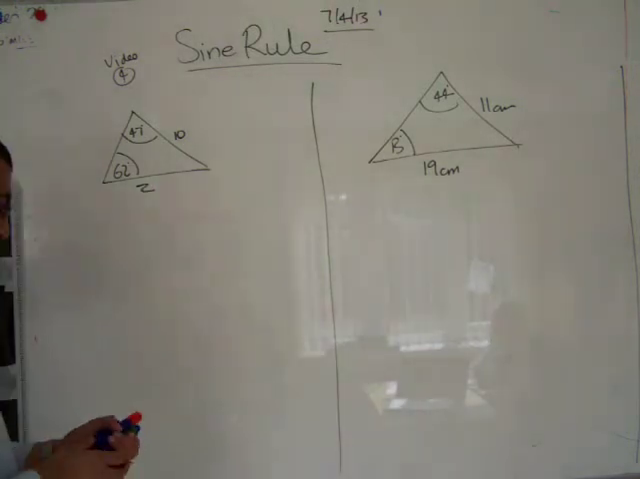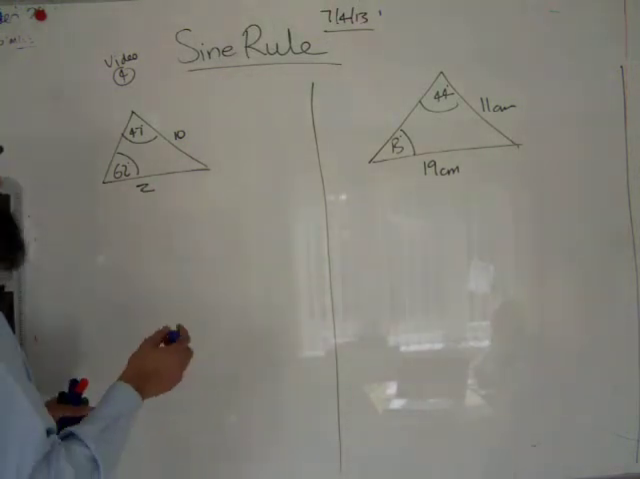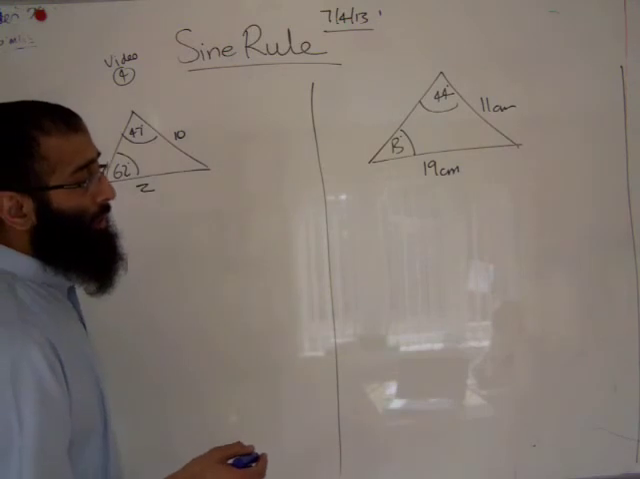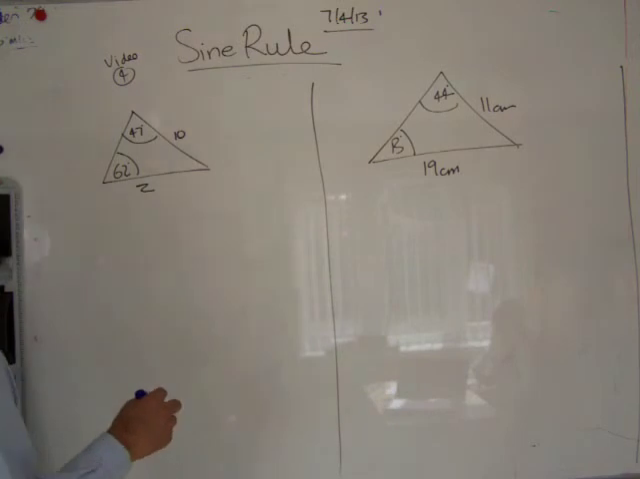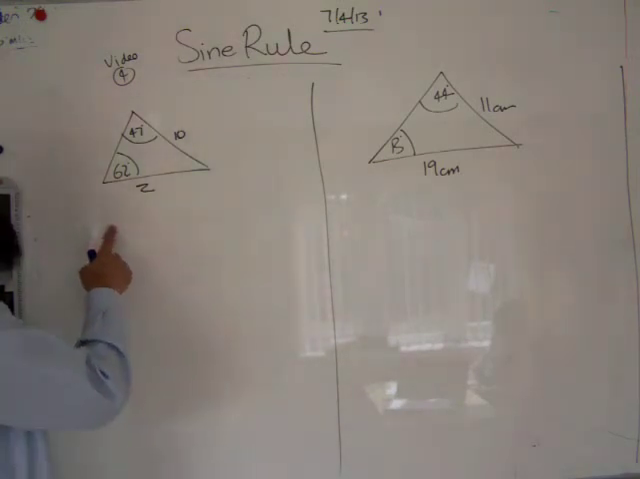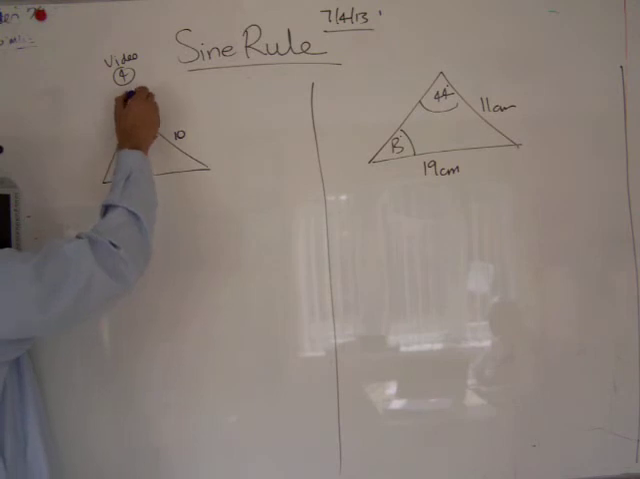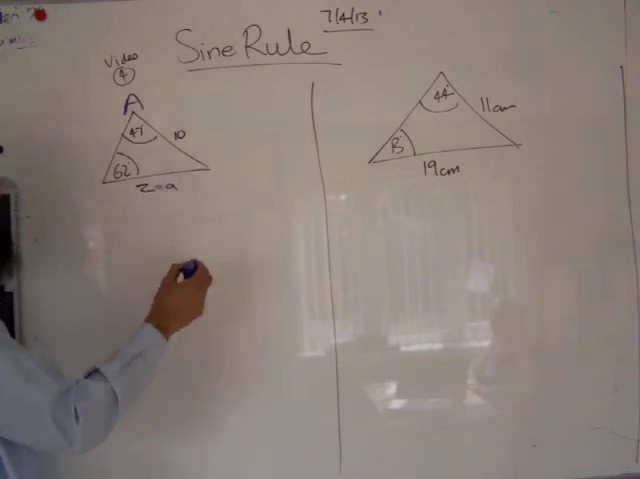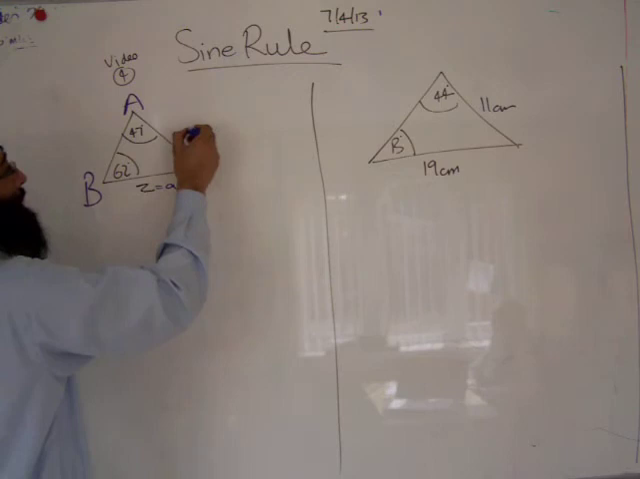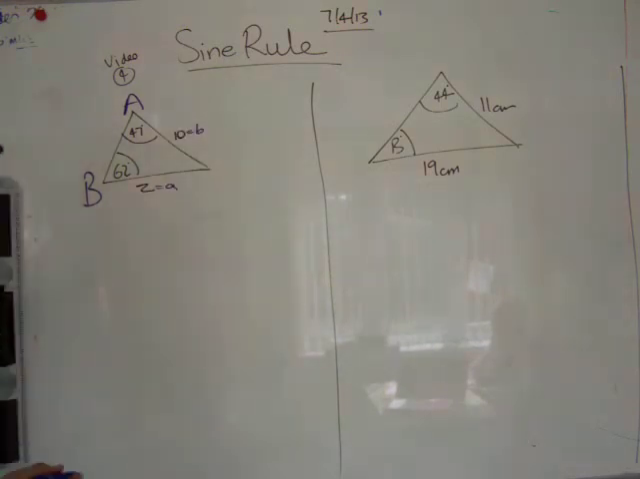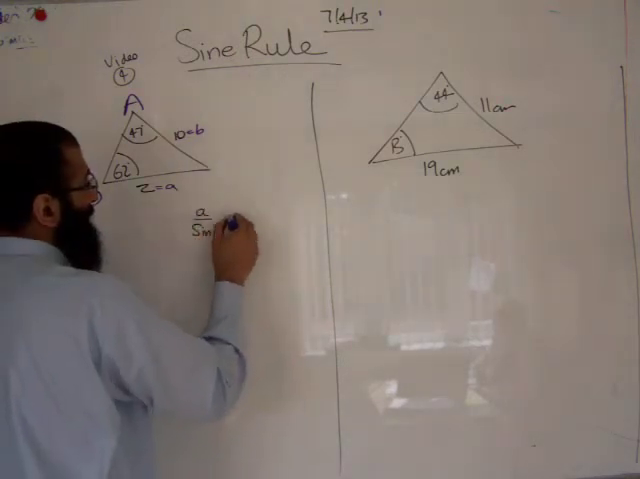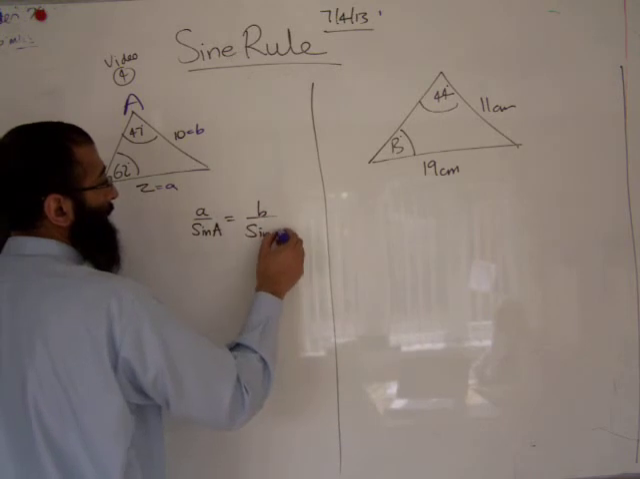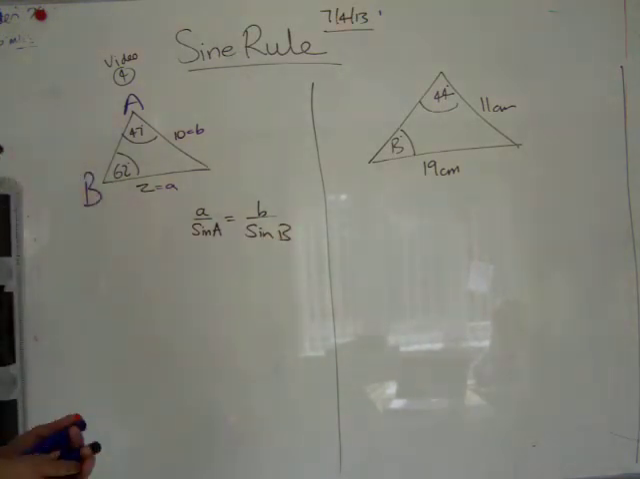Okay, so the first thing that we do, we need to relabel the diagram. I'm going to label this one big A, so that can be my little a. That's my big B, that's my little b. Okay, let's write out the basic sine rule. We should be familiar with that.